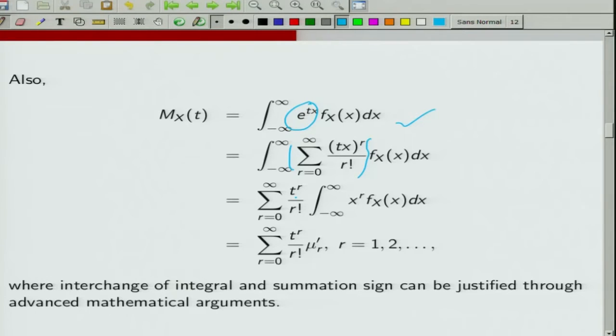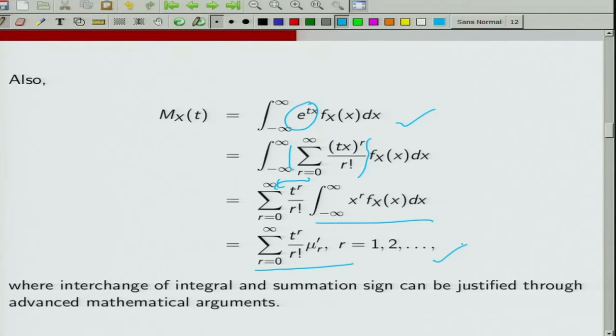Again, that requires a little bit sophisticated mathematical arguments, which I will not do over here, but under the assumption that the moment generating function exists in a neighborhood of 0, this can be justified, that you can take this sum outside. And that is what I do. Summation r equal to 0 to infinity, t to the power r by factorial r is constant, and then the integral from minus infinity to infinity of x to the power r f_X(x) dx. And that becomes summation r equal to 0 to infinity t to the power r by factorial r mu_r prime, for r equal to 1 and so on.